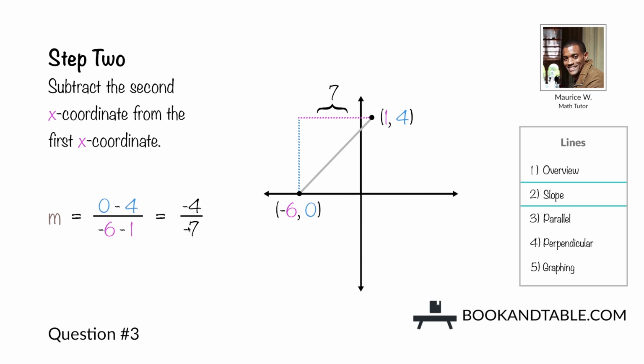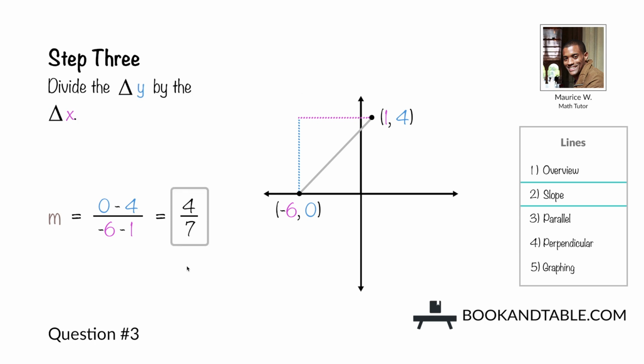We divide a negative by a negative, we wind up with a positive. So step 3, we divide the change in y by the change in x. We get positive 4/7. The second point is above the first point, so this line does have a positive slope, as we were expecting.